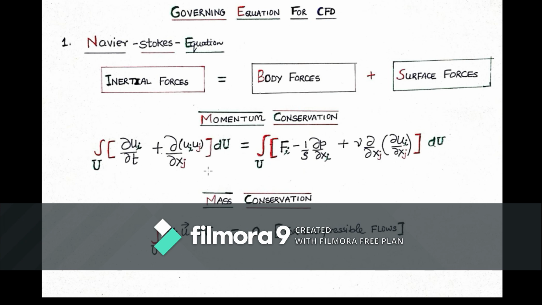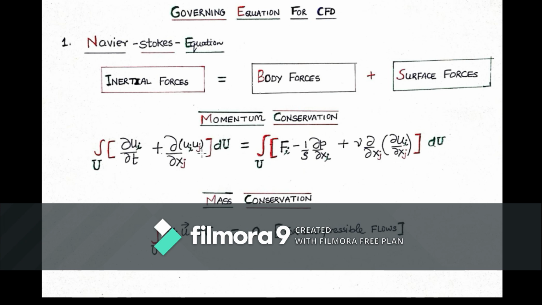For tensors, you have to understand that a scalar is a zero order tensor, a velocity would be a first order tensor, and shear stress or strain would be a second order tensor. Here you can see only one index representation because velocity is a first order tensor.